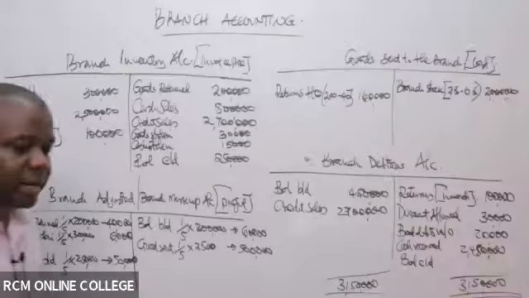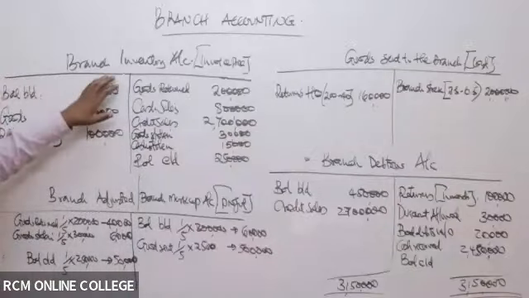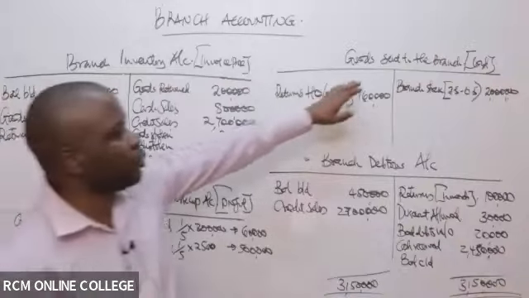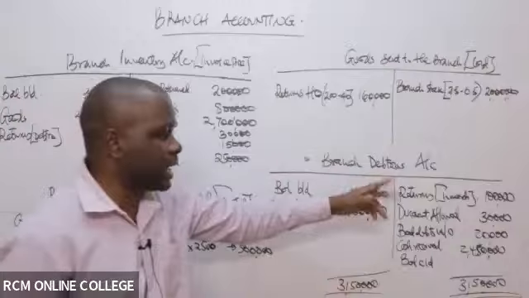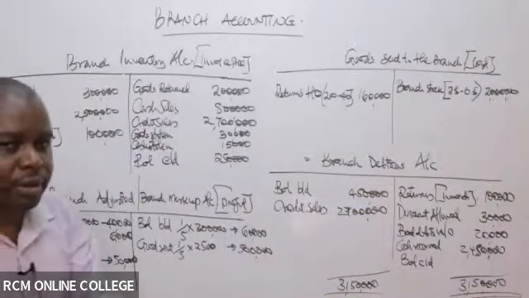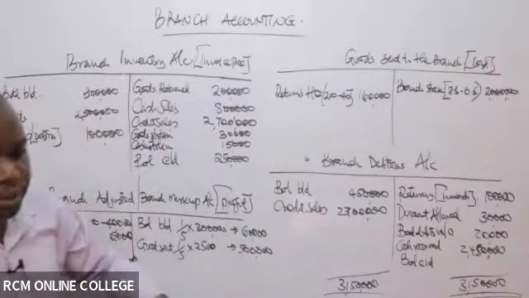So the branch expenses will go to the P&L account. They won't affect these accounts. It can't affect branch inventory. It won't affect the branch markup here. It won't affect the goods sent to the branch. It won't affect the branch debtors. So it goes to the P&L account. Remember, our ledger account number 5 you are preparing is the income statement. So it will go there.